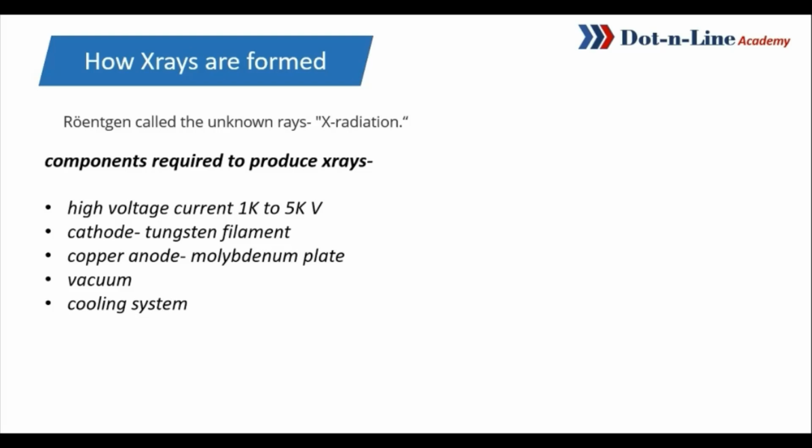So let's go through the components that we require to produce the X-rays. What are the components that we need to produce X-rays? To produce an X-ray, in the unit of X-ray production, we need a high voltage current, a high potential difference at a very high potential. Why so? Because at high potential difference, the electrons that will move will be at high frequency.